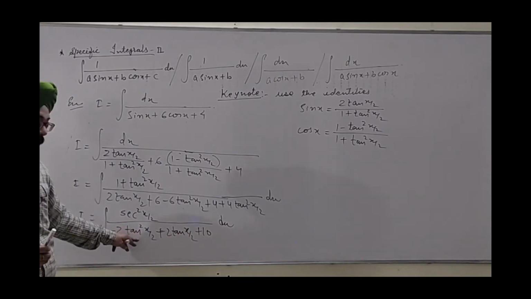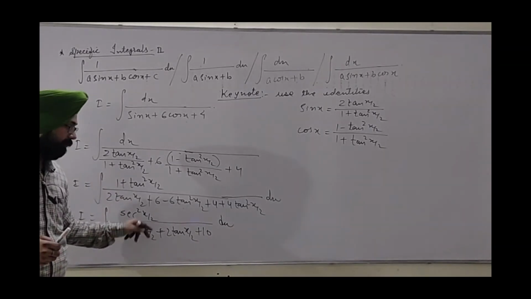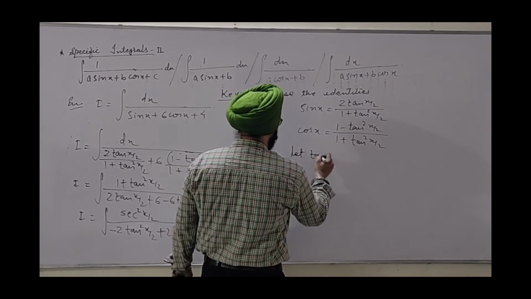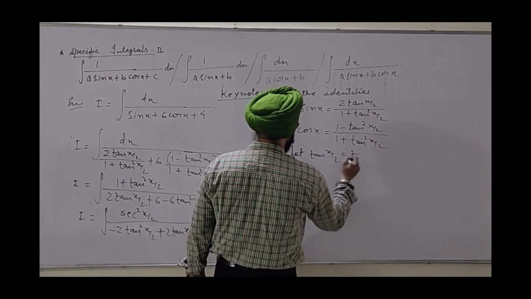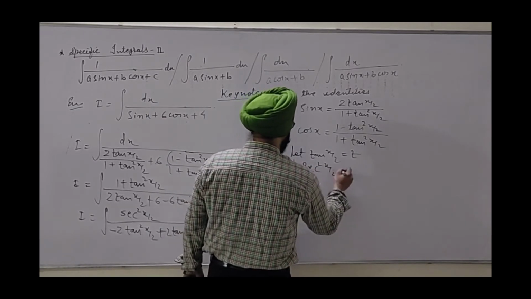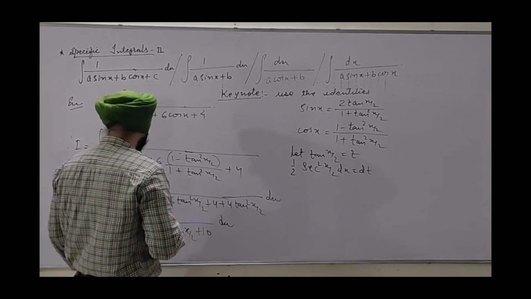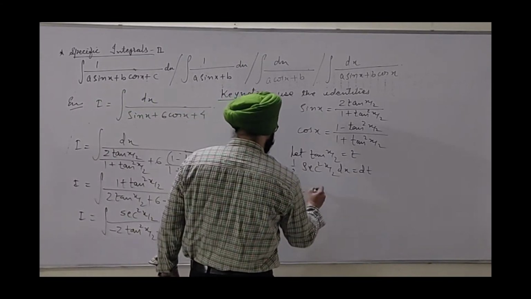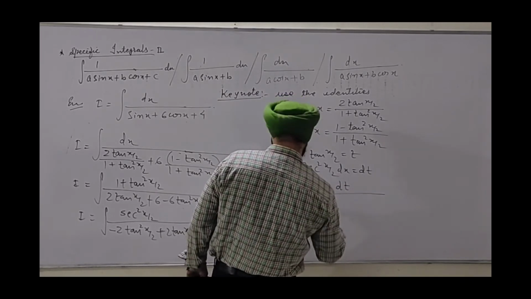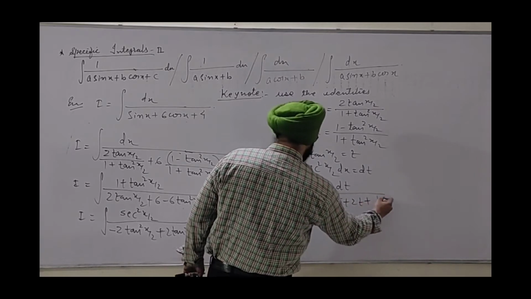We know that differentiation of tan x by 2 can give us sec square x by 2. That's why we will substitute this tan x by 2 as t. So we get 1 by 2 sec square x by 2 dx as dt. I can be written as 2 dt upon minus 2t square plus 2t plus 10.